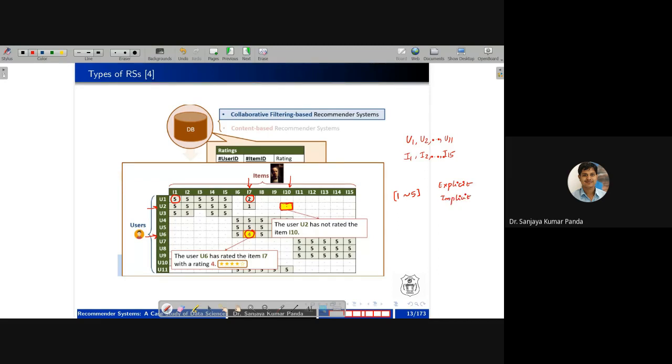Is it an explicit feedback or an implicit feedback? Any comment? The scale is given as 1 to 5. So you have to say whether it is an explicit feedback or an implicit feedback. Whether the user is giving an explicit signal or an implicit signal. Any answer?